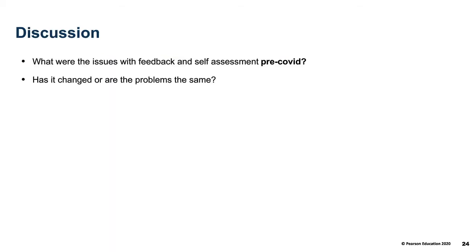So what were the issues with feedback and self-assessment pre-COVID? If we were just talking on the call before this, things will eventually go back to normal. What were the problems before COVID, and has it changed, or are they still the same? People have mentioned already in the chat that there are problems with online. How do you do self-assessment for students who are working from home? You certainly can't do peer assessment in the same way. What were the problems beforehand, and do they still exist now? I'll give you a couple of minutes for that.